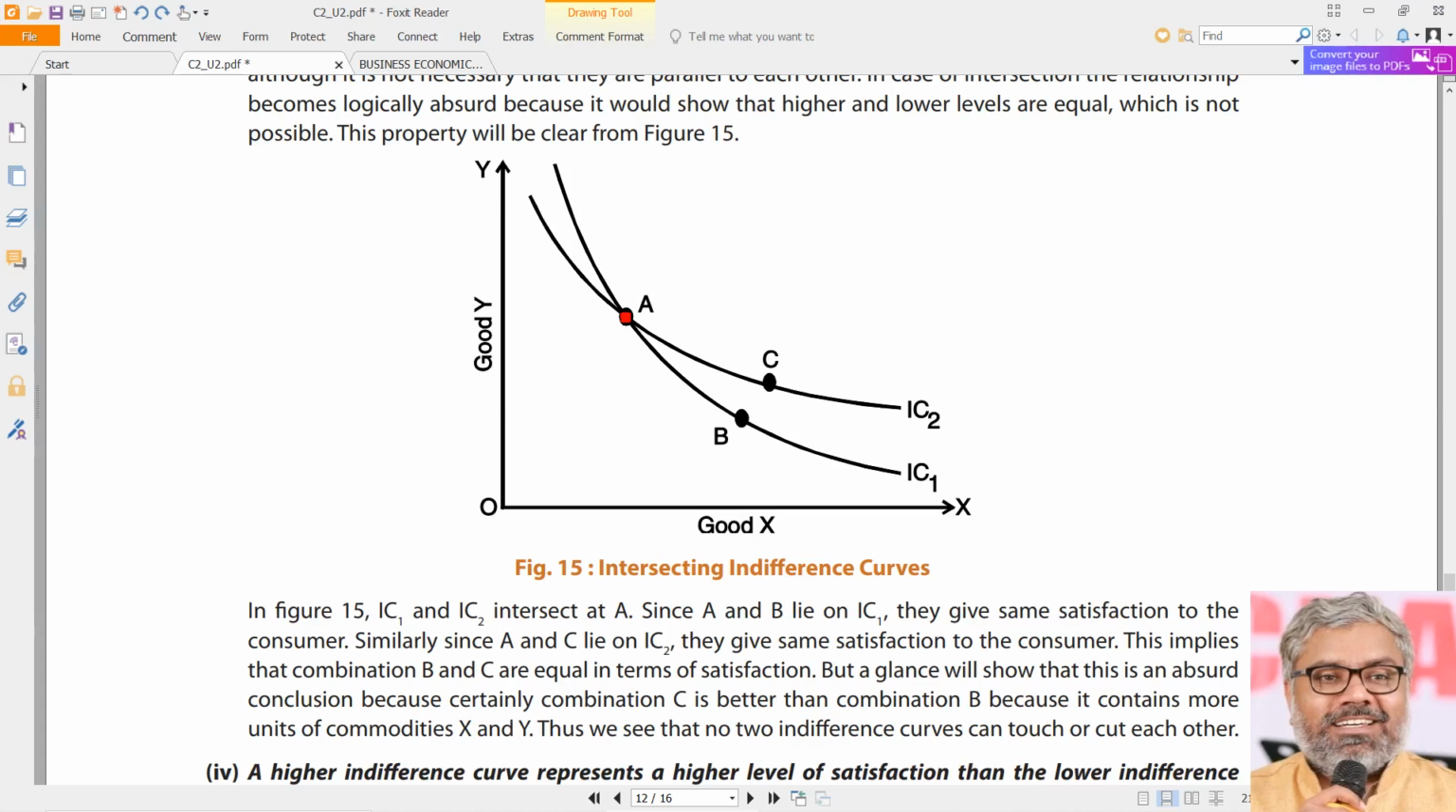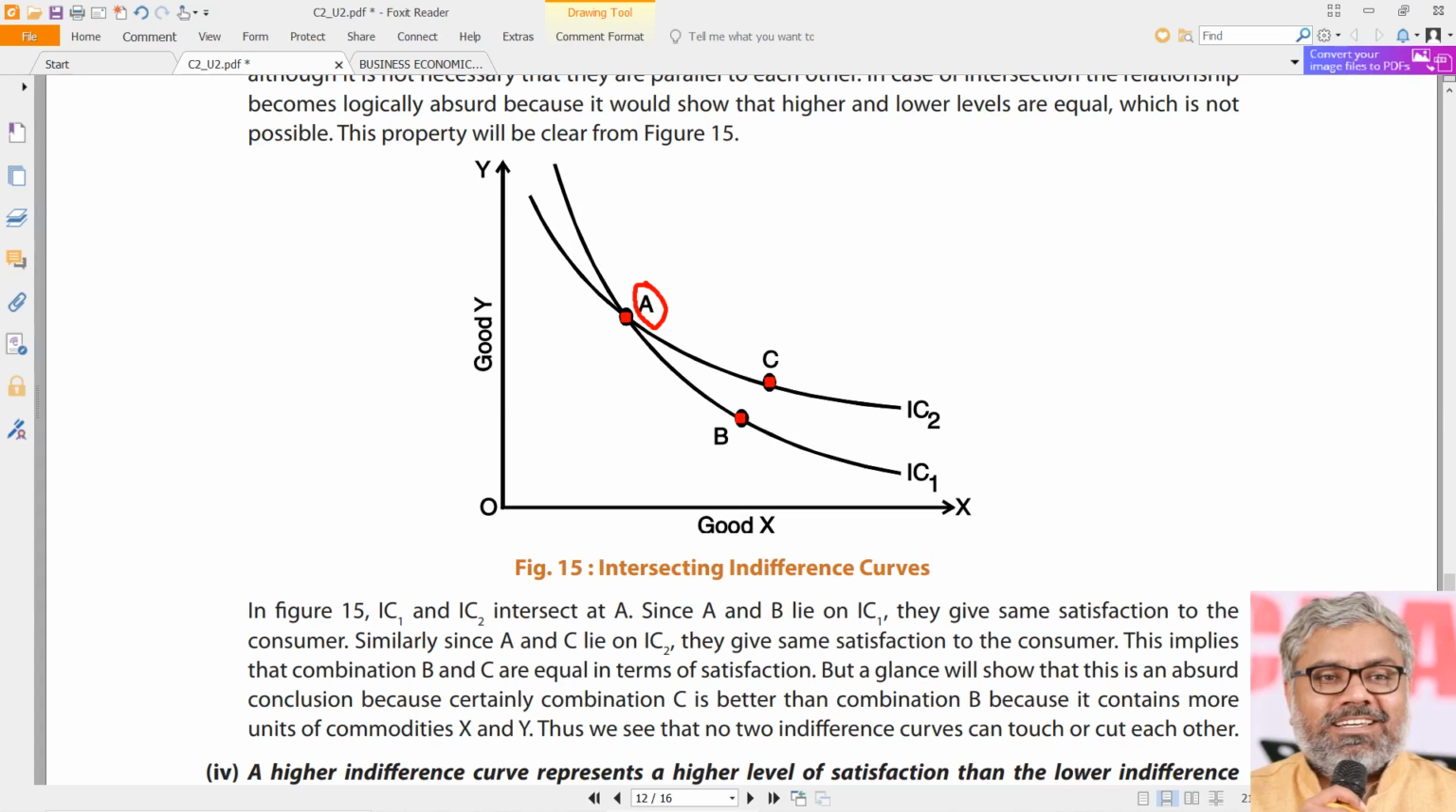Same way here, when there are two indifference curves IC1 and IC2, and there are certain points on those indifference curves, A, B, and C. Let us take these three points and we can understand why these two cannot intersect at A. First, let us look at point A. What does this point A mean? It means that it gives a certain level of satisfaction. And it is there on IC1 also and IC2 also.